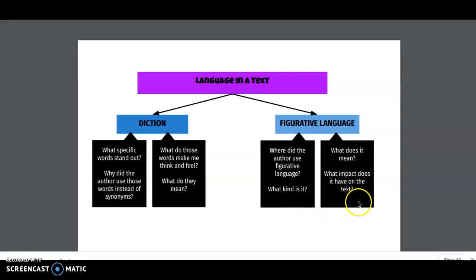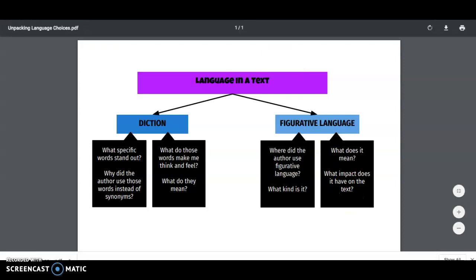Where we need to practice a little bit more is, what does it mean and what impact does it have on the text? This last one here, the impact on the text, is where many of you still need practice. You didn't show me that piece of the skill on your figurative language chart or on your language comprehension and analysis chart. So let's look at what it looks like when this is missing and what it looks like when it's done well.